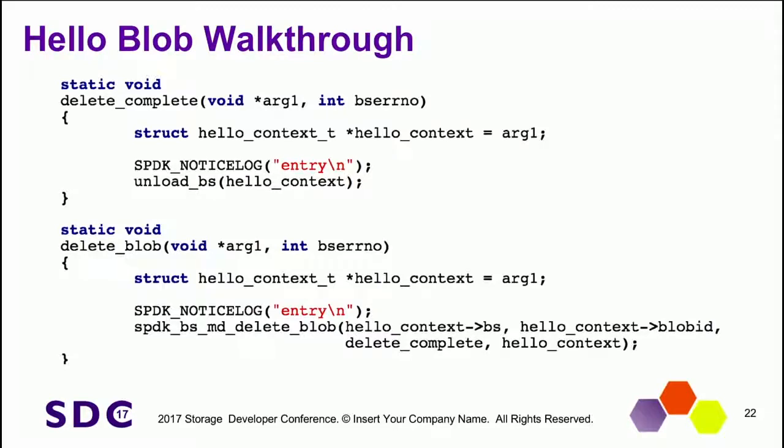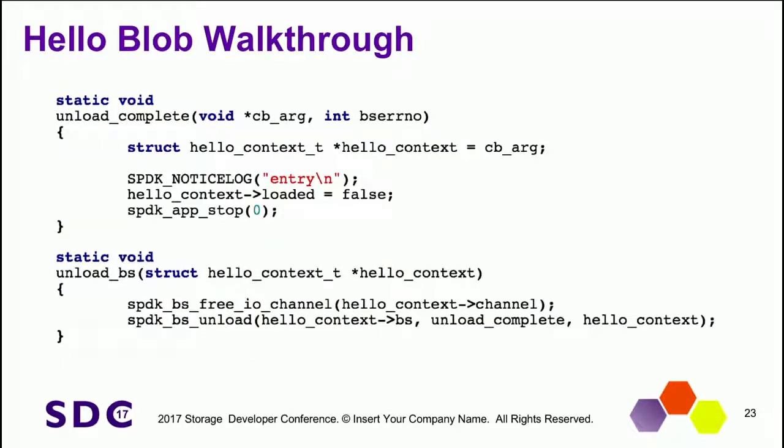Okay, this is our callback for closure, and here's where we're just going to delete it. Pretty simple. Another asynchronous call into Blobstore telling it to delete, and when you're done deleting, call this function up here, and this function is just going to call another internal function to the hello world, hello blob app called unload Blobstore, which is going to simply free our audio channel that we got, and then call the Blobstore API for unload, which is also going to do a synchronization in the background.